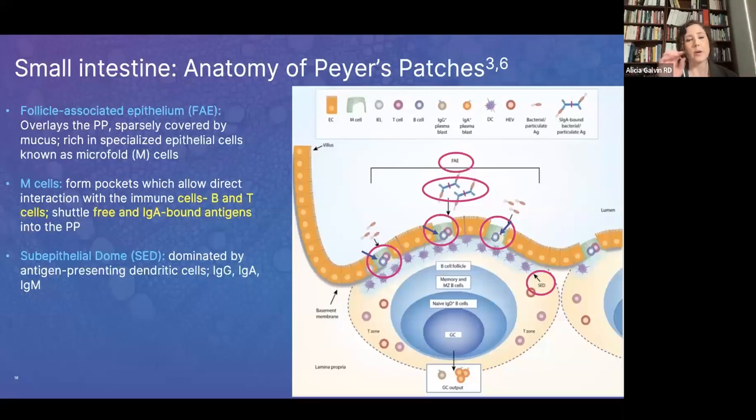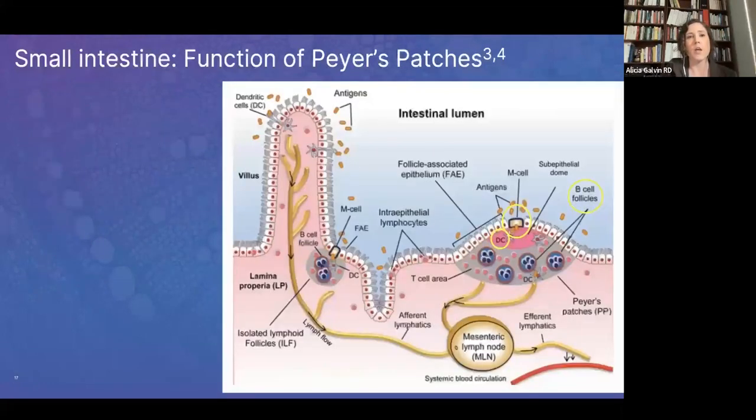So that's the anatomy. You have this special epithelium, you have these M cells, which are pockets that then regulate the response of the B and T cells and secretory IgA production, because remember, we saw how IgA is much higher in the duodenum, the jejunum, and the ileum than it is in the colon. And that's partially because you have these Peyer's patches. So the function of the Peyer's patches here is immune surveillance.